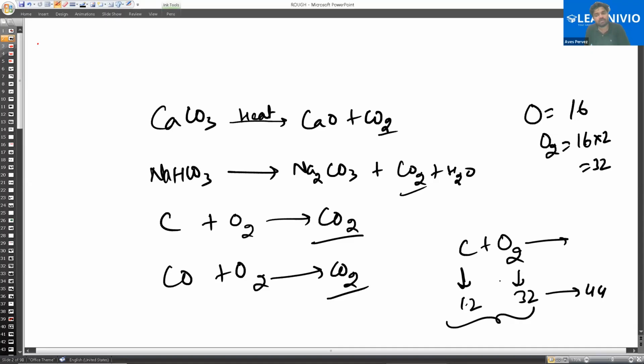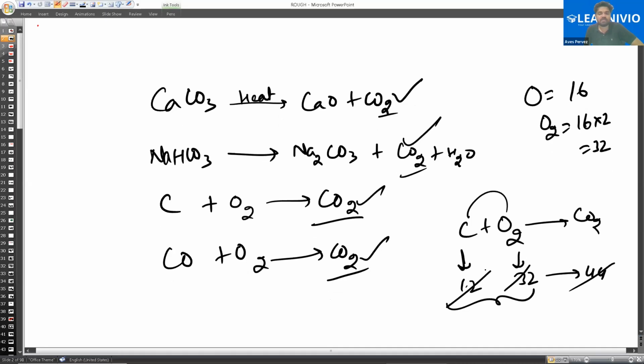Got it? So we'll simply say here that carbon and oxygen combined together form CO2, irrespective of whether the CO2 is produced by this method, this method, or this method. They all are going to have the same ratio of carbon and oxygen, that is 12 to 32. You can simplify it by dividing by 4, and you get 3 to 8 to 11. So this is the simplest ratio.